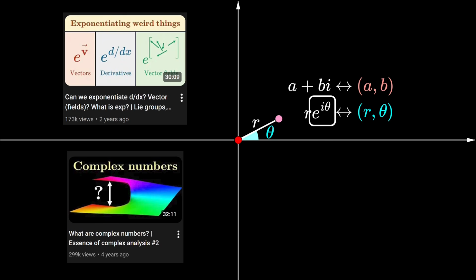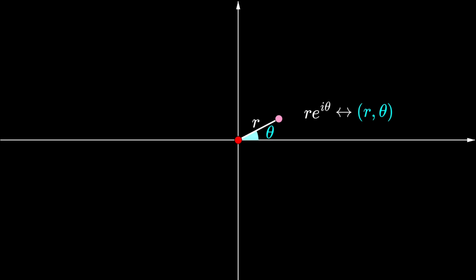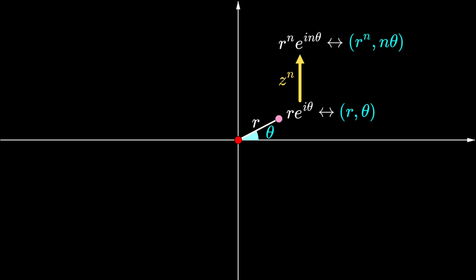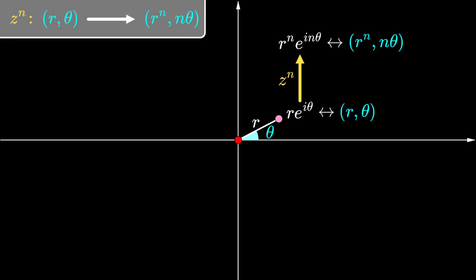The upshot is that using this polar form of complex numbers, taking a complex number to an nth power becomes much easier. r e^(iθ) becomes r^n e^(inθ). So it should correspond to a point with polar coordinates (r^n, nθ). That's what the power function does to a complex number, and let's put this aside for a moment.